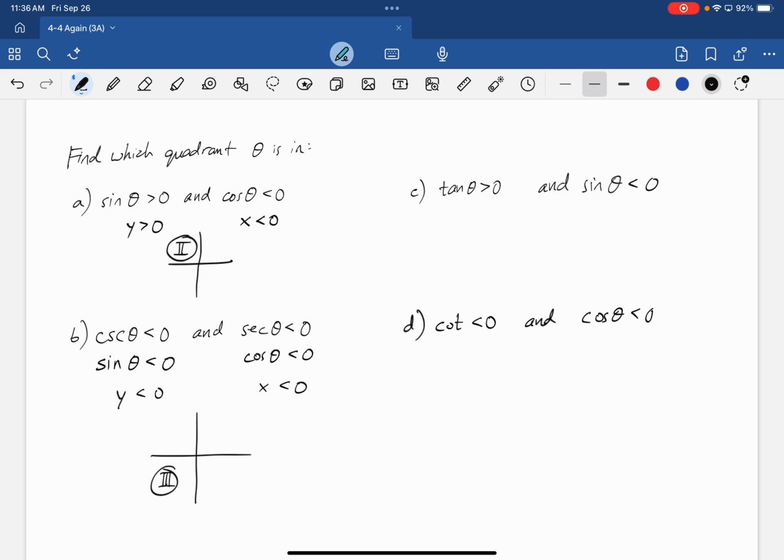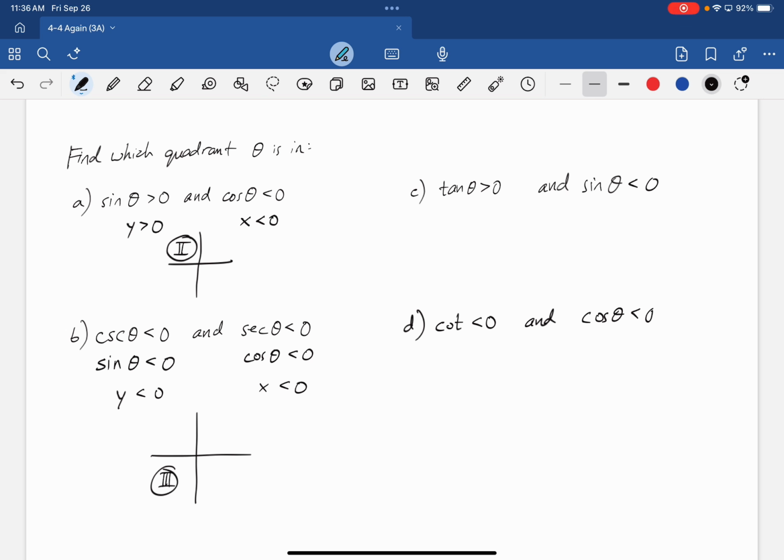All right. Who has parts C and D? C is quadrant 3. Yes, that's right. C is quadrant 3. How about part D? Quadrant 2. Part D. It's quadrant 2. That's correct. Very good.